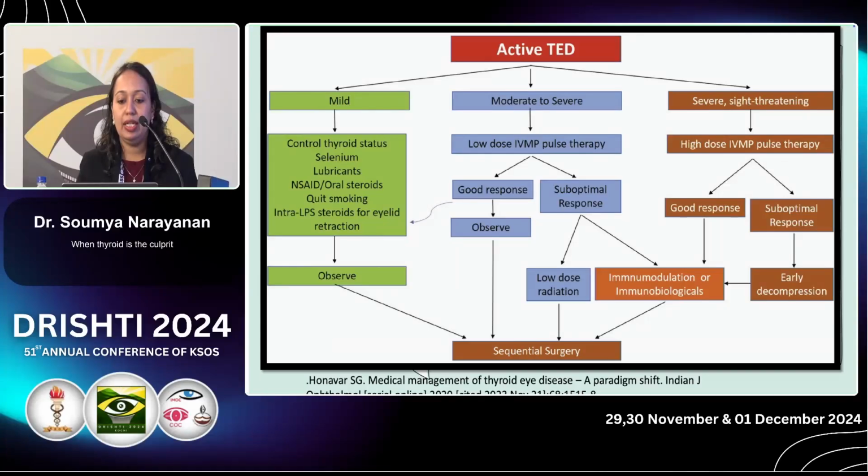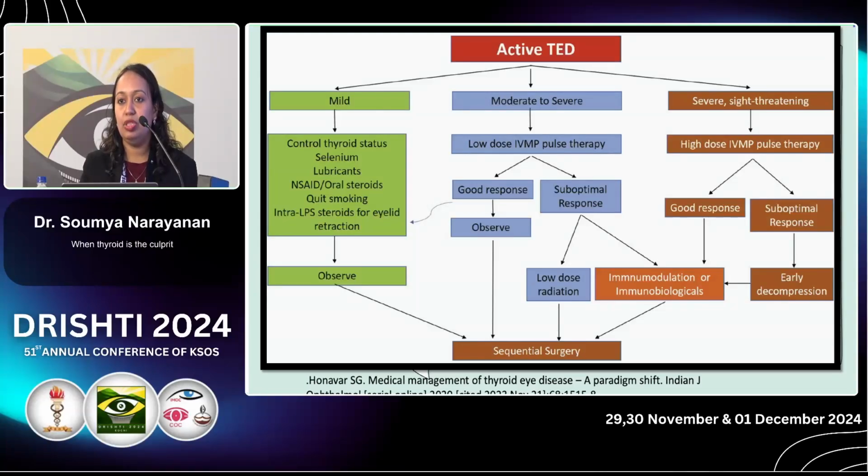In active TED, if the patient is in mild severity, we can use conservative measures like controlling the thyroid status, lubricants, oral steroids, and asking the patient to quit smoking. If the patient has severe lid retraction at this stage, we can give intra-LPS steroids to decrease the lid retraction. In case of moderate to severe active thyroid eye disease, we can give low-dose IVMP pulse therapy.